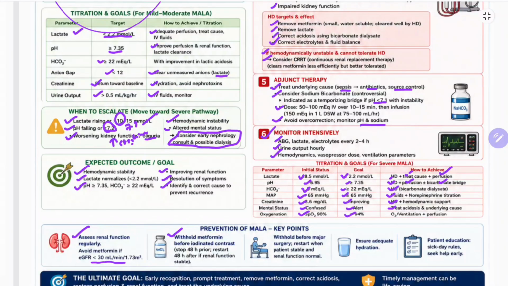Stop 48 hours prior. Restart 48 hours after if renal function is stable. Withhold before major surgery. Restart when patient is stable and renal function is normal. Ensure adequate hydration. This is also very important. Patient education: sick day rules.